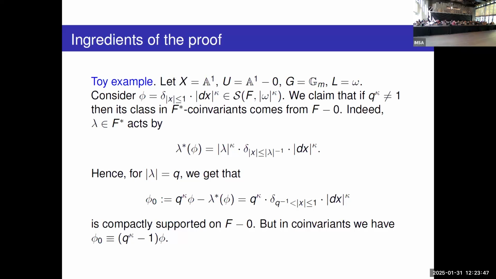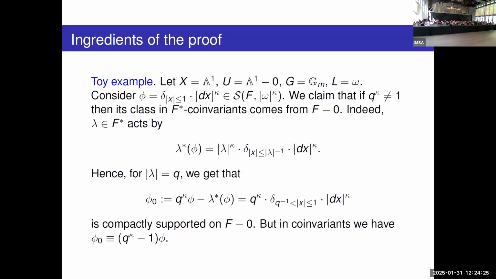Right, so here is a toy example of how this can happen. Suppose your variety X is just a line, and you're throwing away 0, and the line bundle is omega. So we consider the delta function of the ball of radius 1, and we want to check. This is something which by definition doesn't live on U, it lives on the whole X. But we claim that in co-invariance, actually it comes from something which is supported on U and away from 0.